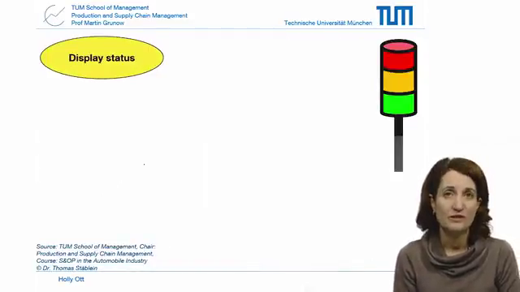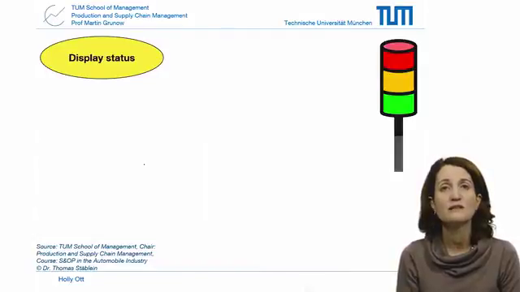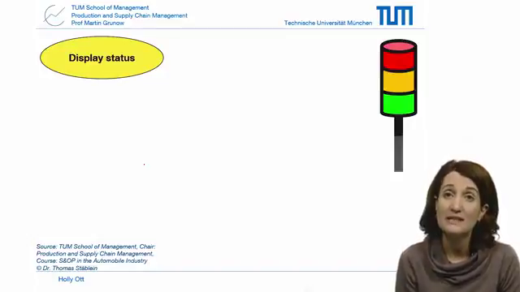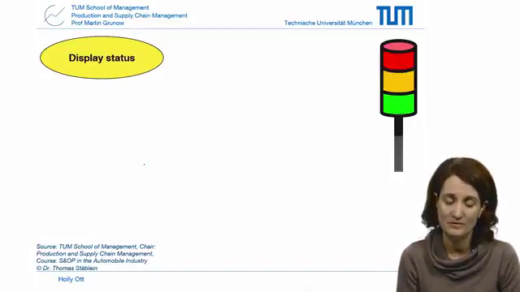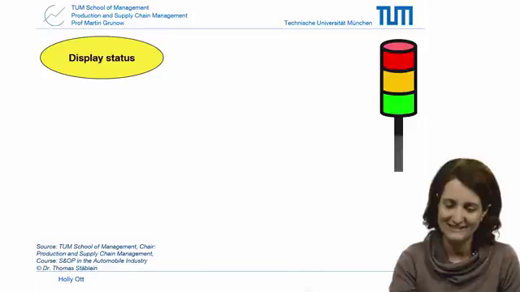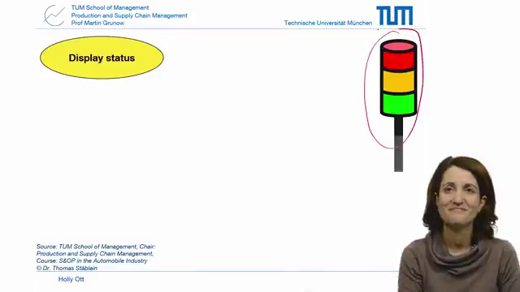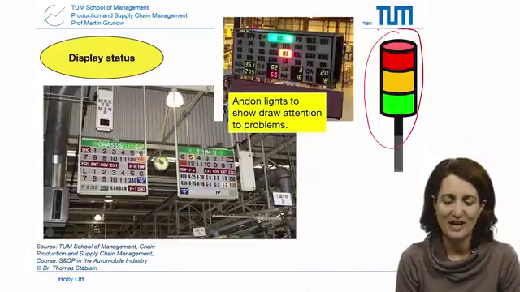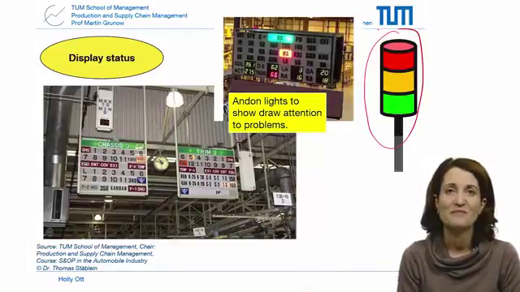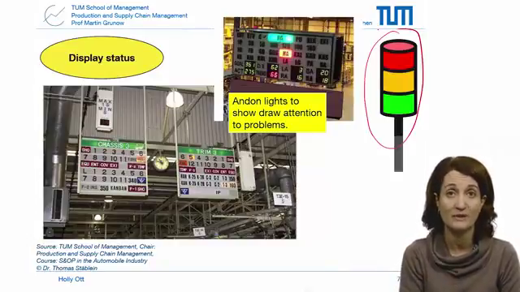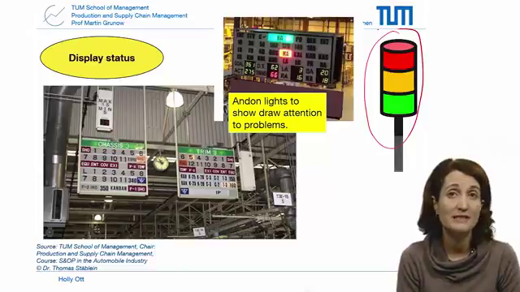The next goal of visualization is to display the current status of an operation. This can ensure timely action to resolve problems. The most common example in Lean is this famous Andon light, which I've drawn over here, typically a red, yellow, green status light. Here we have some photographs from production. The Andon lights use flashing lights and often even audible signals, like certain tones, to draw attention to problems and detect abnormalities.